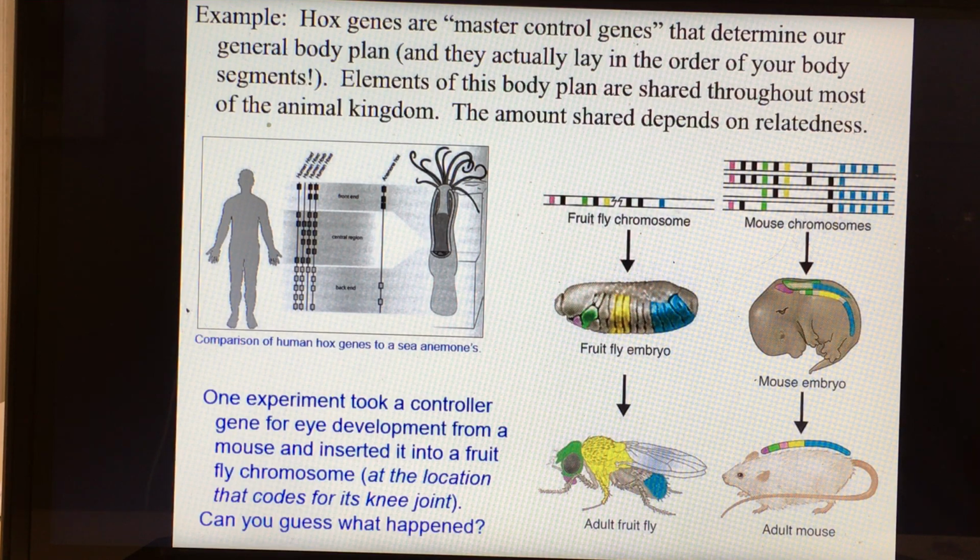And one experiment took a controller gene for eye development from a mouse and inserted it into a fruit fly chromosome at the location that codes for its knee joints. And that fruit fly had eyes on its knees.